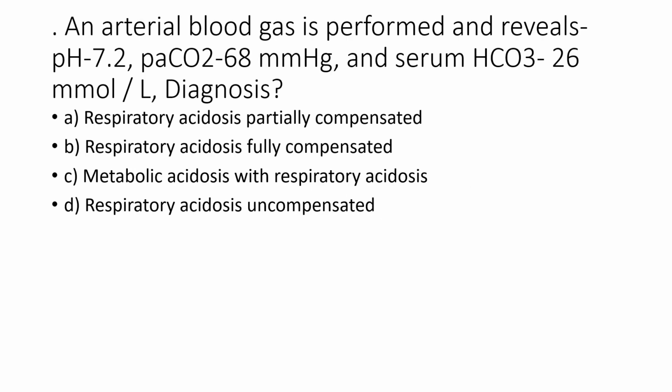Arterial blood gas is performed and reveals pH 7.2, PaCO2 68 mm of Hg, serum bicarbonate 26 millimoles per liter. Diagnosis: you have to guess the diagnosis. Is it respiratory acidosis partially compensated, respiratory acidosis fully compensated, metabolic acidosis with respiratory acidosis, or respiratory acidosis uncompensated? Pause and try to answer the question.